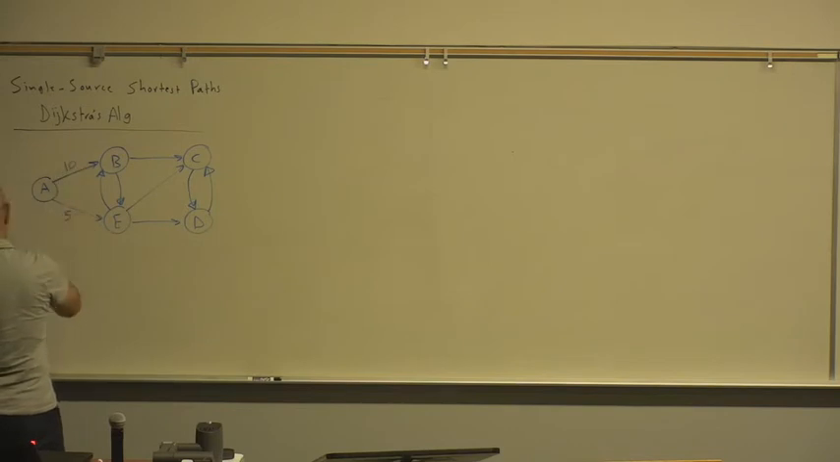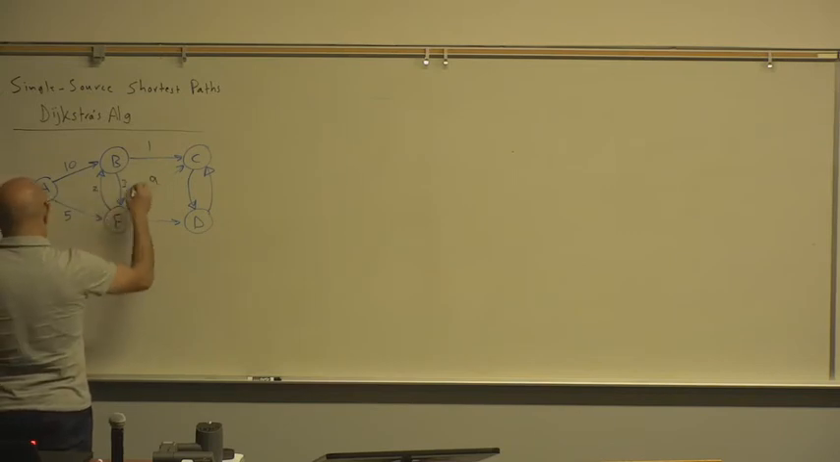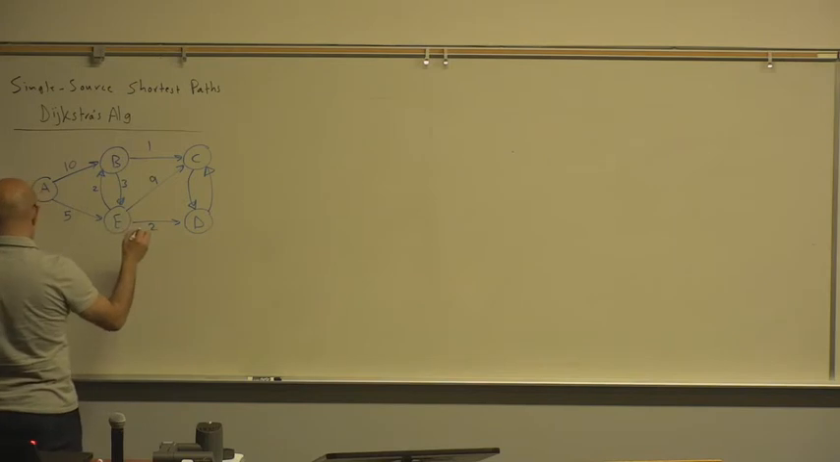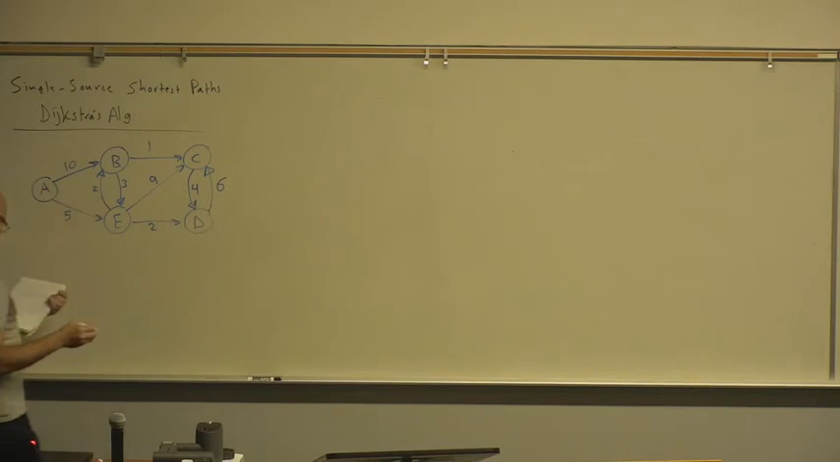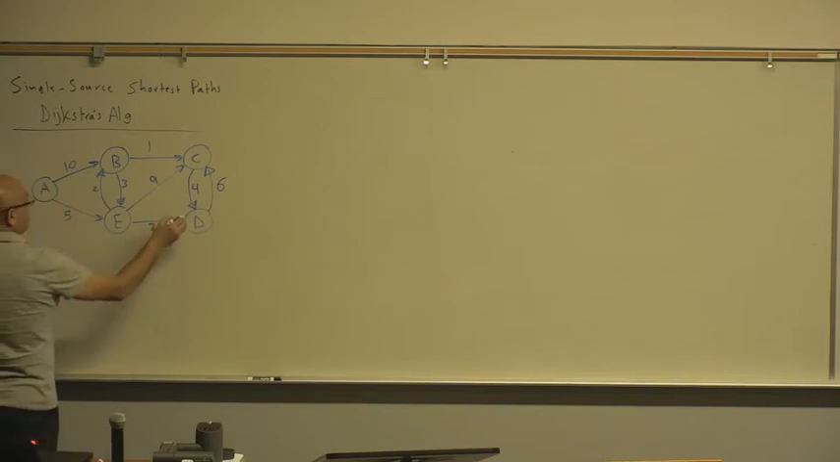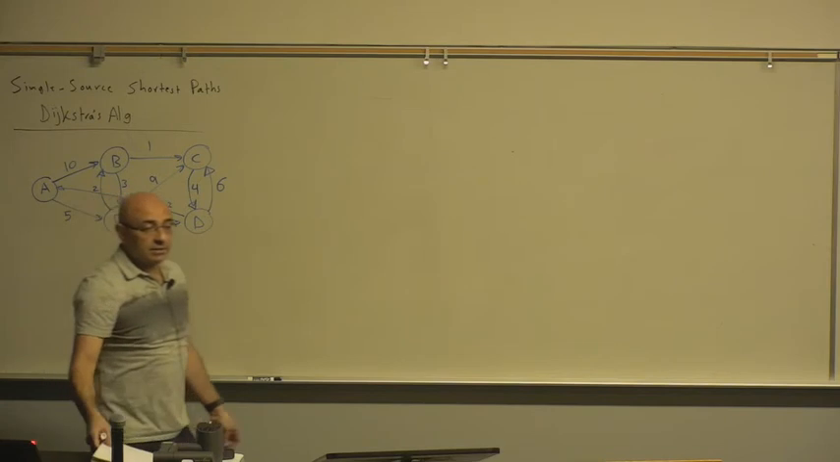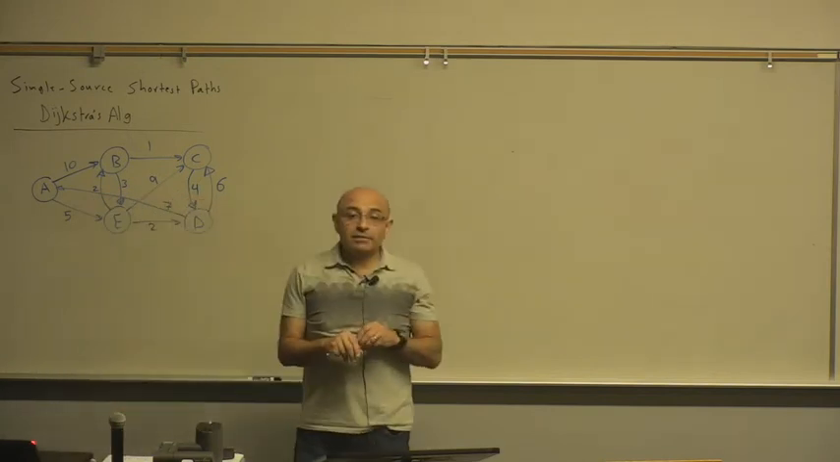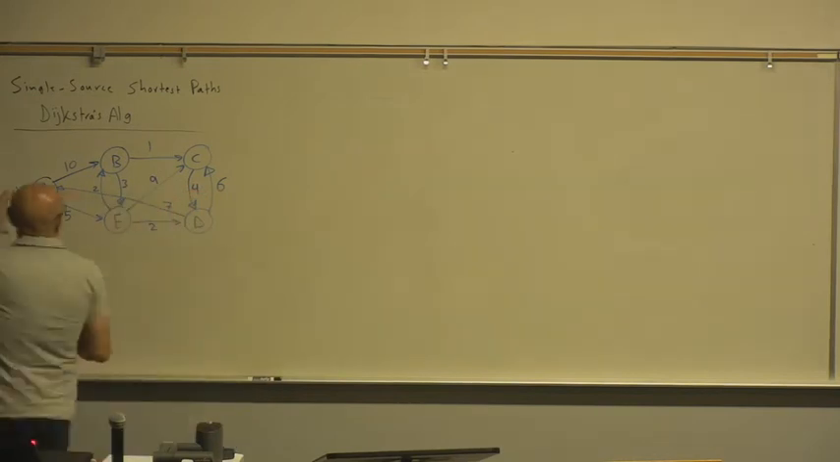Ten, 5, 1, 2, 3, 9. One more. This is 7. Okay, so this is a weighted directed graph, and here we are given a source.